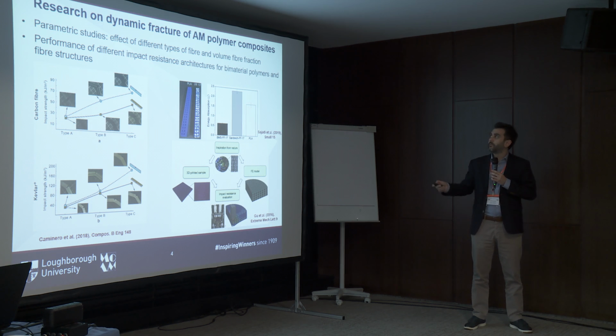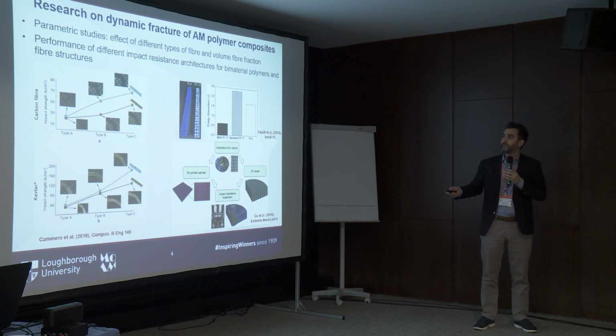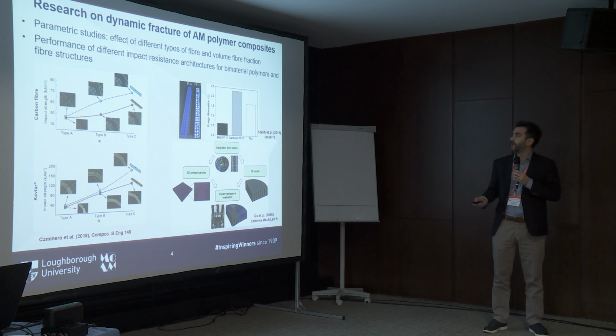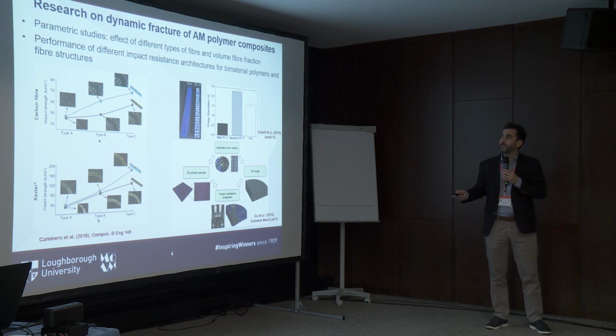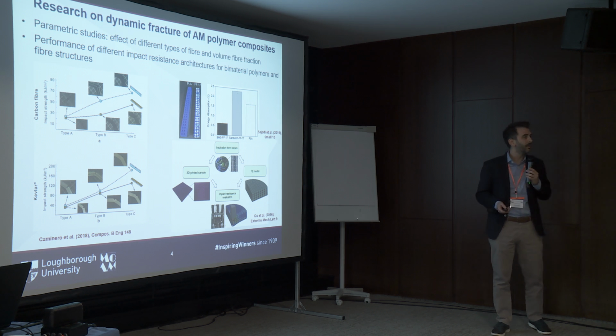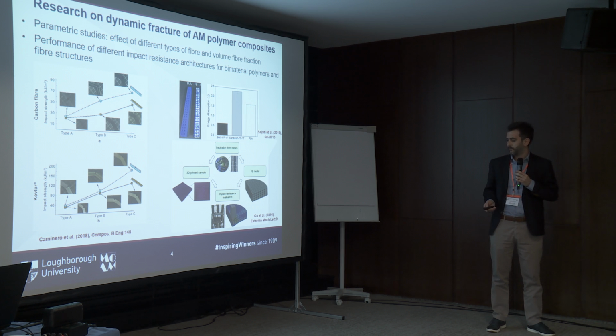If we move to the regime of additively manufactured polymer composites now, there are studies, again parametric studies, on the effect of different types of fibers. For instance, here on the left, we see different structures comparing the effect of carbon versus Kevlar fibers. And again, we can discuss volume fractions and so on. On the right, we also have identified some literature studies on the impact resistance for different architectures, and a lot of these are inspired by nature, as we can see here.